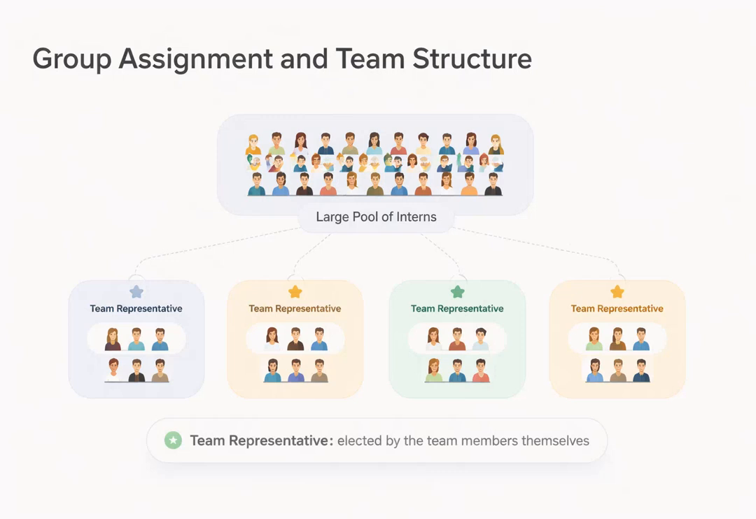Don't waste it. After that 1-week buffer, interns get divided into separate groups. The size of each group depends on how many people join the internship overall. For example, if 60 people sign up, they'd be split into smaller teams. Each team then needs to elect one team representative from among themselves. This is someone chosen by the group, not assigned by the organizers.